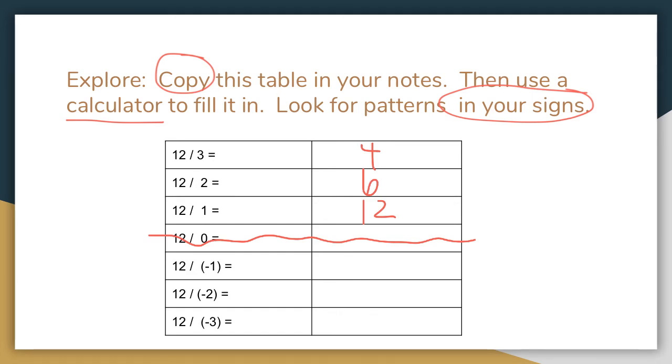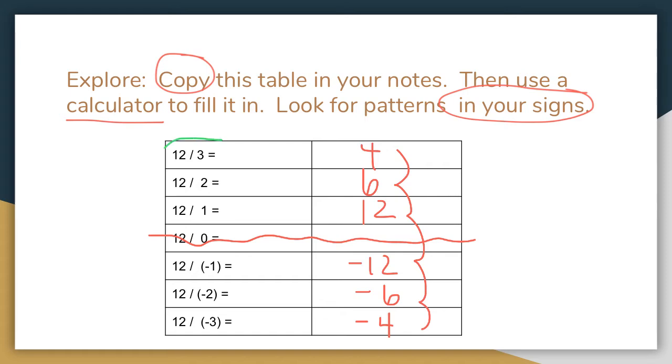12 divided by negative 1 is negative 12. 12 divided by negative 2 is negative 6. And 12 divided by negative 3 is negative 4. Not necessarily the best pattern going this way, but I really wanted you to look across.